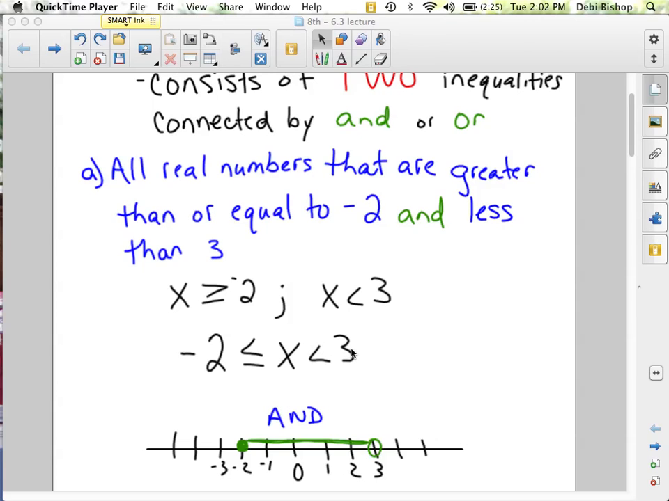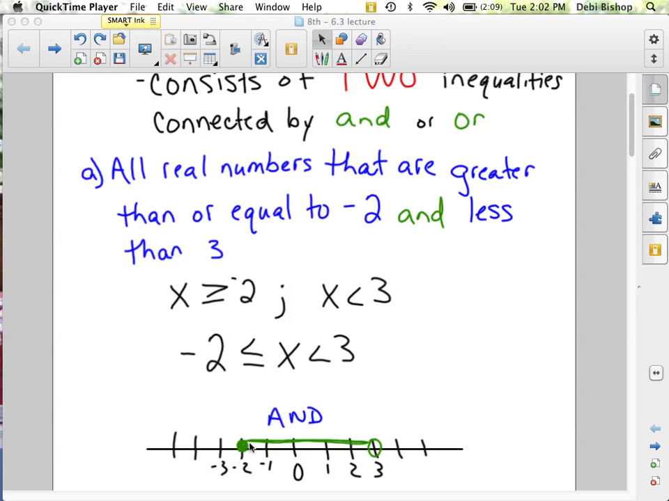And then I would graph these. If I have x is greater than or equal to -2, I have a solid dot, and I know it goes to the right. Then I also graph x is less than 3 on the same number line. So I have an open circle on 3, and I go to the left. You can see here, they actually will overlap. And that's what you're looking for.